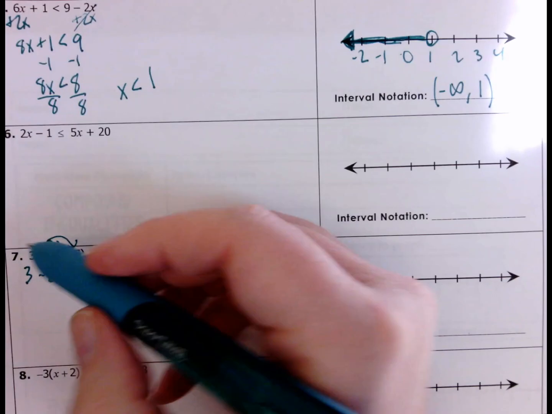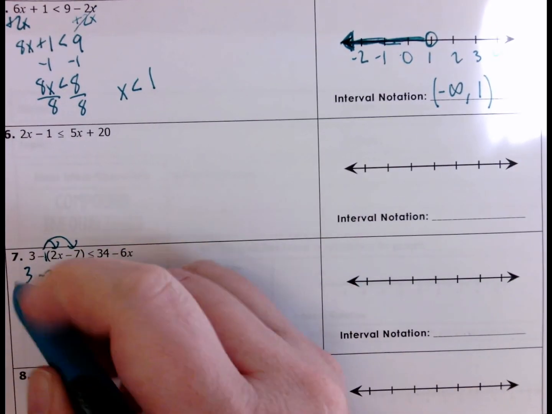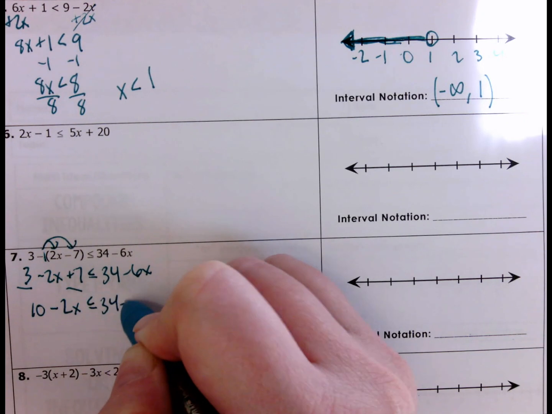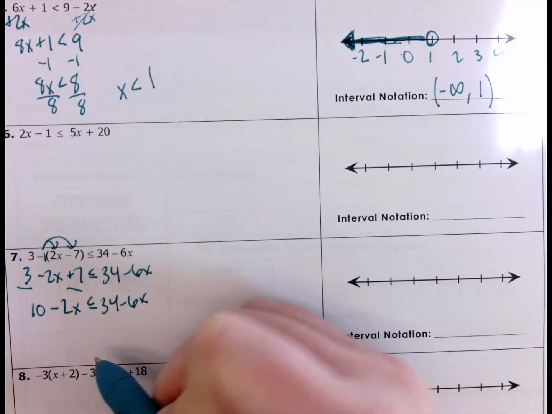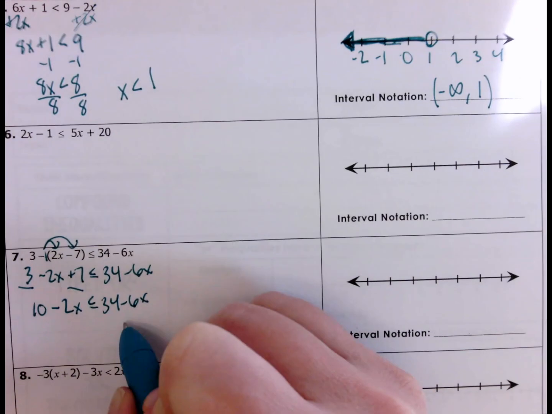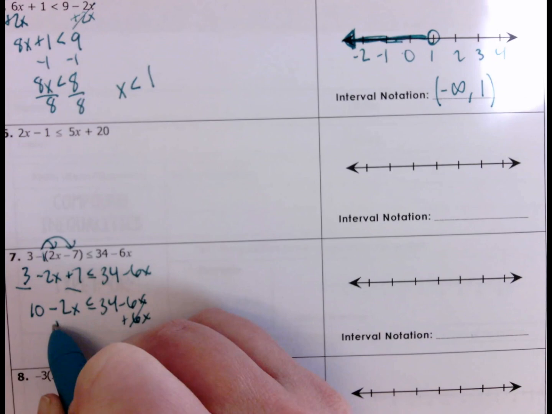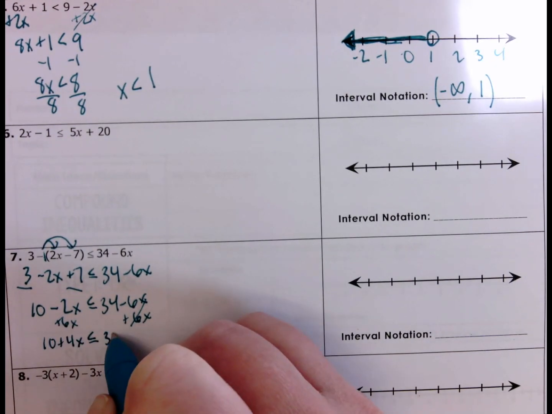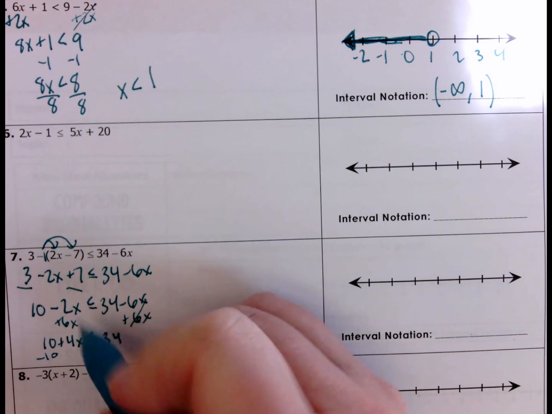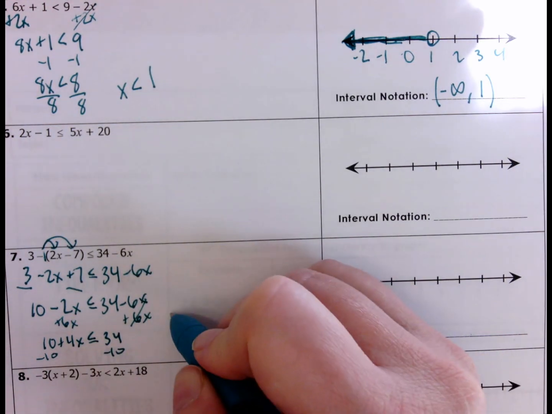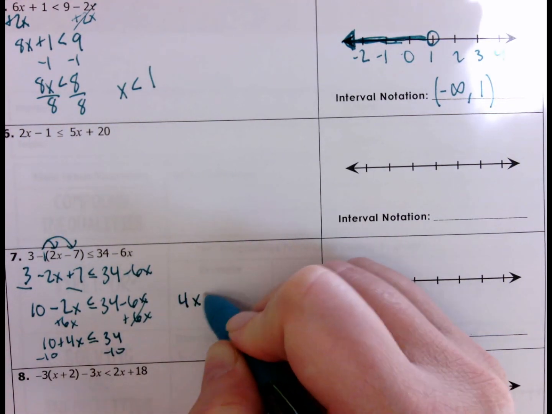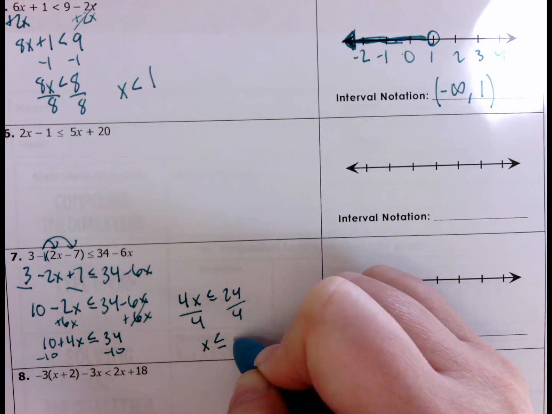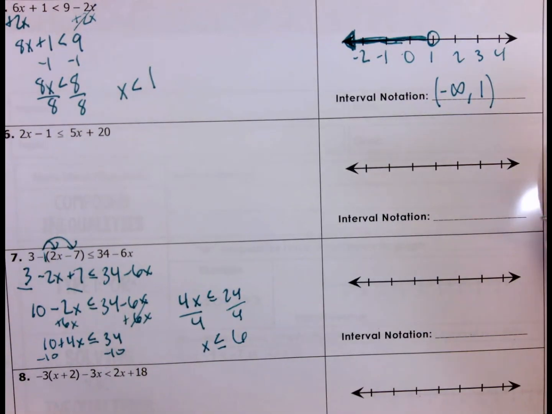Then I'm going to combine my like terms, so I have a positive 3 and a positive 7, so that's 10. Okay, and now I need to move my variables, so I'm going to move the 6x over. Then I'm going to subtract 10, and I'm left with 4x is less than or equal to 24. I divide by 4, and x is less than or equal to 6.